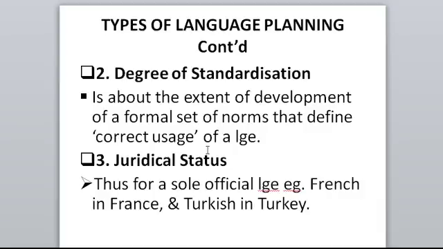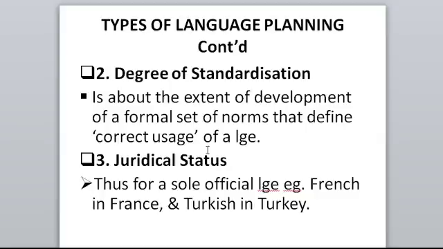Now, the other one is degree of standardization. That's the second one. This degree of standardization is about the extent of development of a formal set of norms or rules that define correct usage of a language. Standardization here entails that the language must be properly developed in terms of its grammar, lexis, phonology, etc. These have to be properly developed and become acceptable in terms of reaching the standards that are demanded.